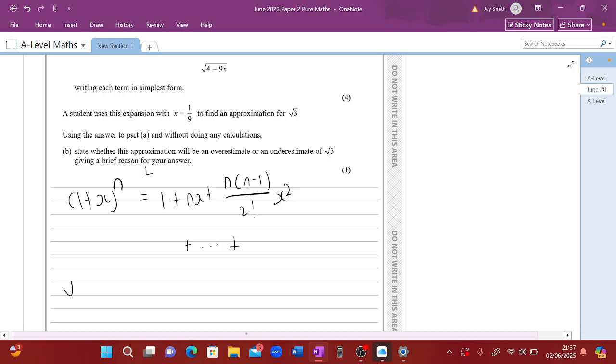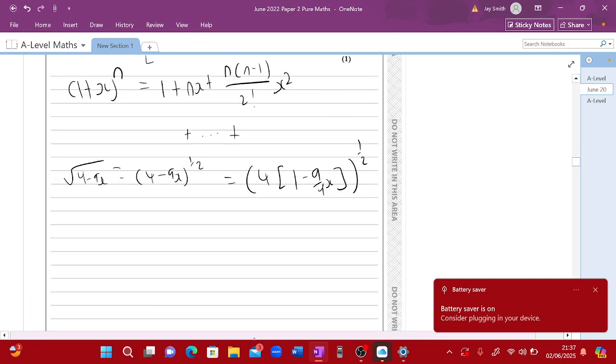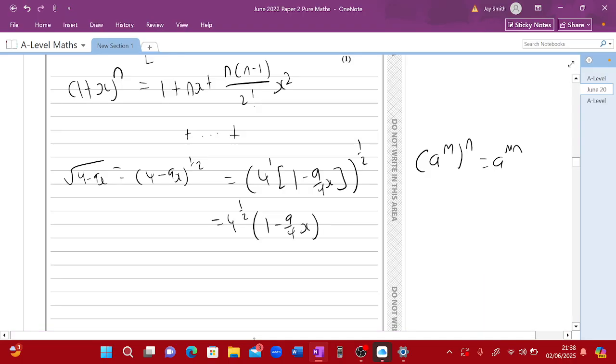Well, you just use index rules here. So (4 minus 9x) is going to be (4 minus 9x) to the half, but this constant 4 has to be a 1. So what you can say is we can factor out a 4 and then say 1 minus 9 over 4 x, all to the half. And then I can bring the 4 out. Because now, if you know the power law, (a to the m) to the n is a to the mn, so you times the powers. Well, 4 to the 1 times the half, so it's going to be 4 to the half times (1 minus 9 over 4 x) to the half.